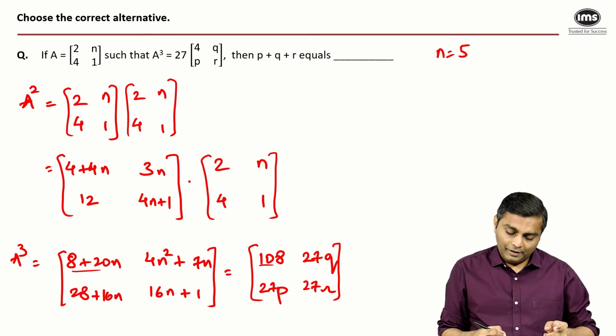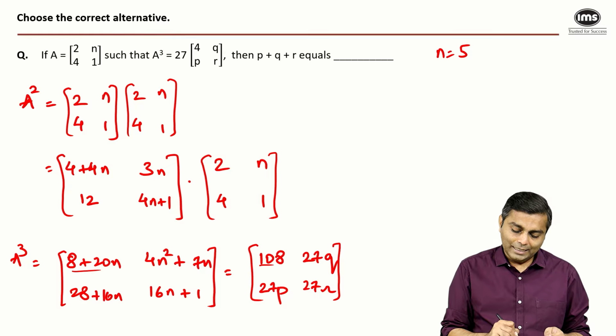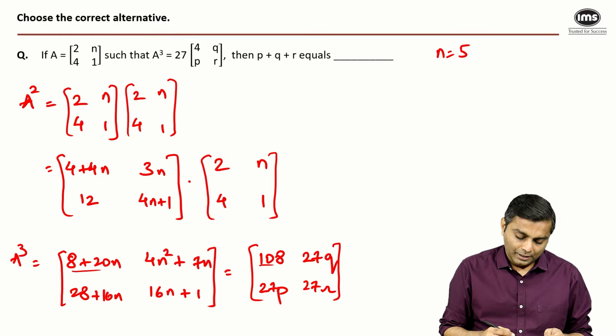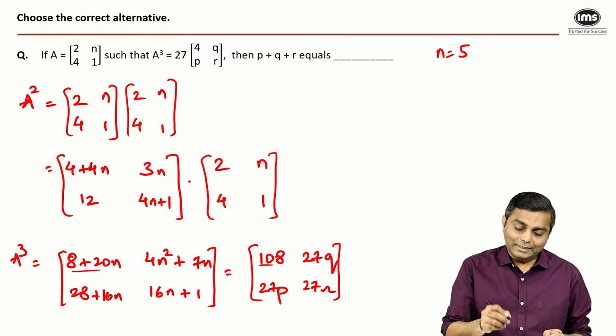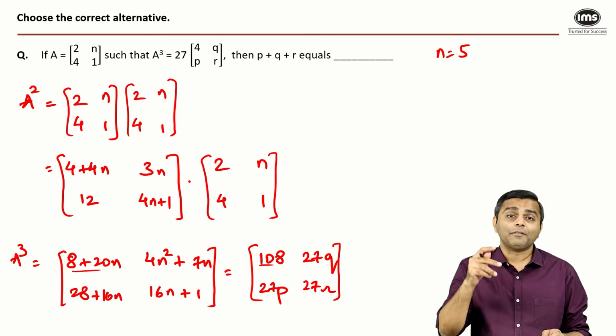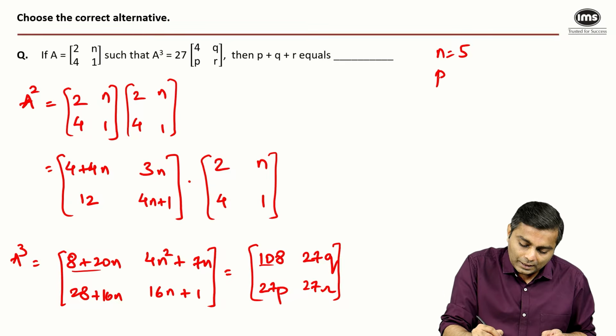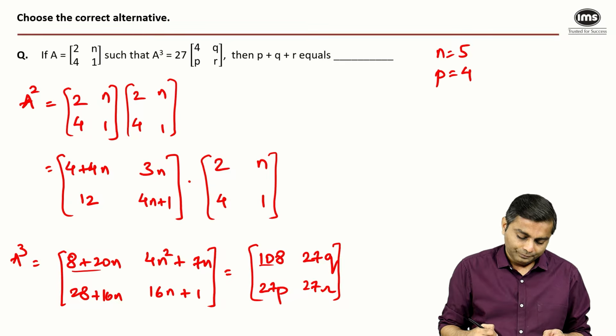Okay, now we can quickly find out the value of P, Q and R. So, P is 28 plus 16n and 27P. So, 28 plus 16n, 16 into 5 is 80, 80 and 28 is 108, 108 is 27P. So, P has to be equal to 4.